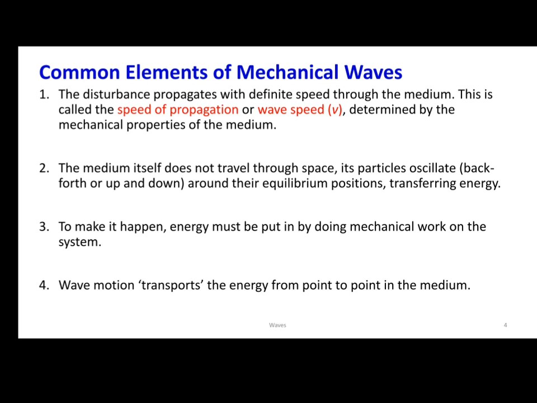So, common elements. The disturbance propagates with definite speed through the medium. This is called the speed of propagation, or wave speed. It's determined by the mechanical properties of your medium. The medium itself does not travel through space. Its particles oscillate around their equilibrium position, transferring the energy. Because it's a mechanical wave, you have to insert energy. So you have to put in work in order to get this wave going. The wave motion transports energy from point to point in the medium.